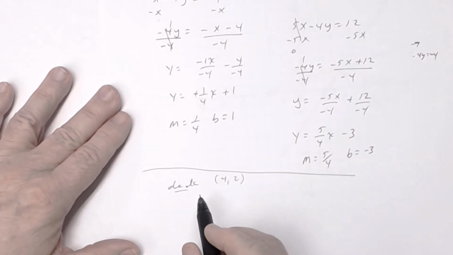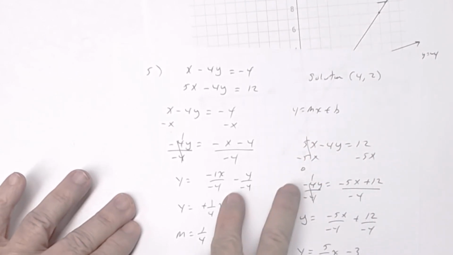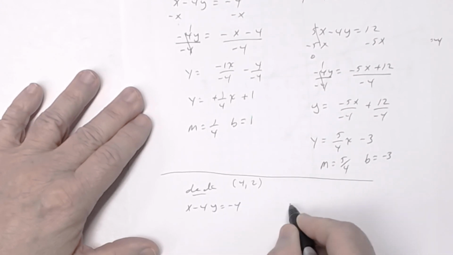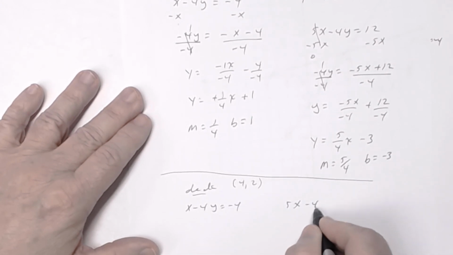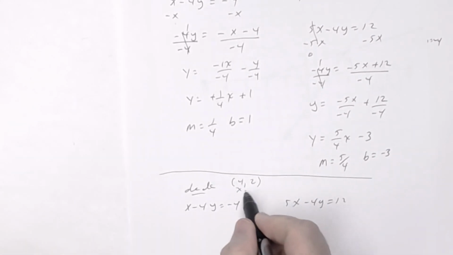Always go back to the original. So this is the original. Nothing else, because you could have messed up somewhere, right? Okay, always go back to the original. So here are my original equations. x minus 4y equals negative 4. And the other one was 5x minus 4y equals 12. So that ordered pair has to satisfy both of these at the same time.